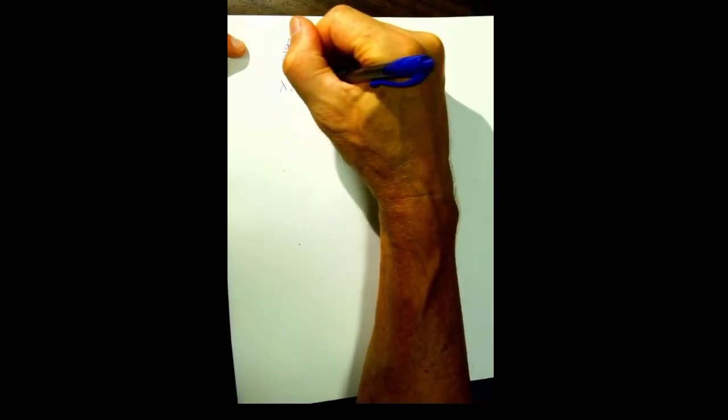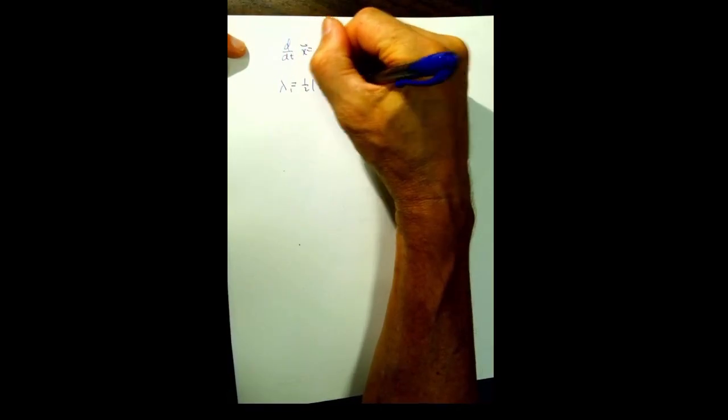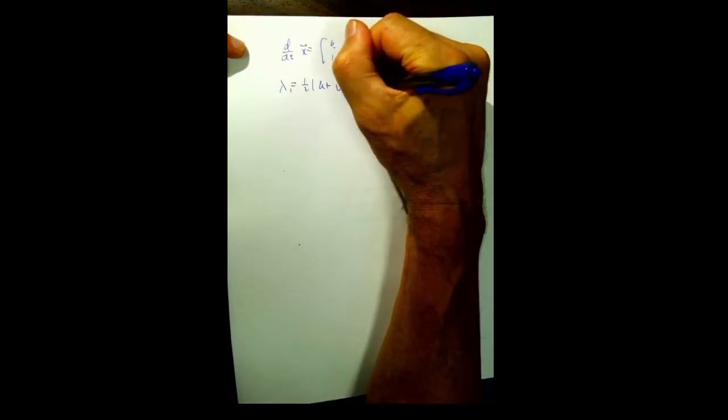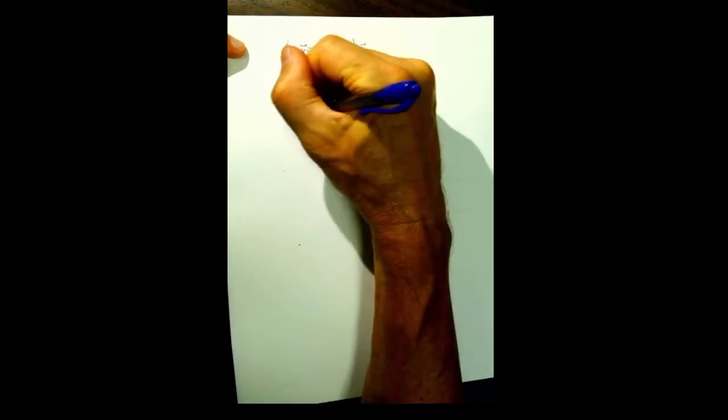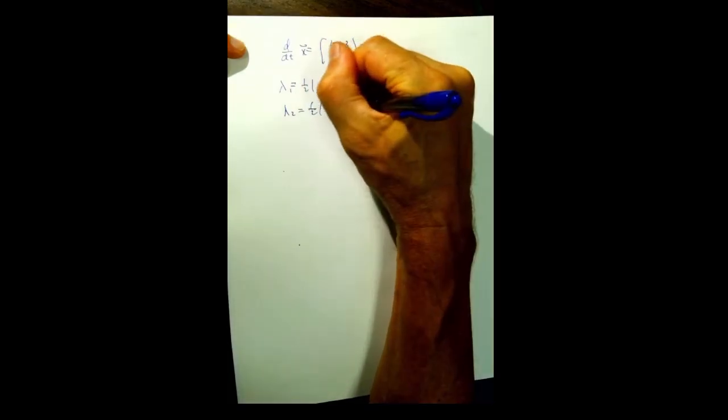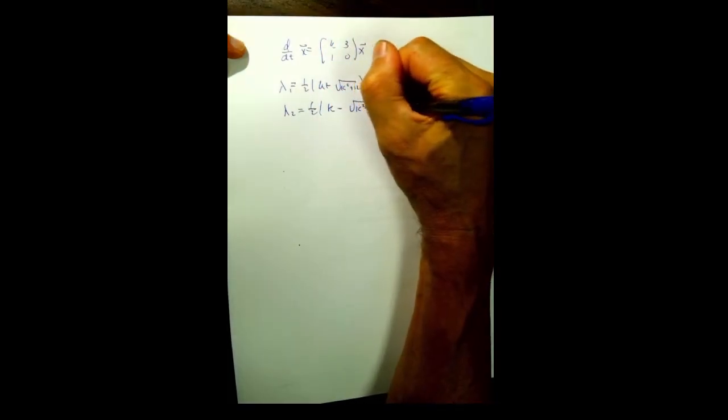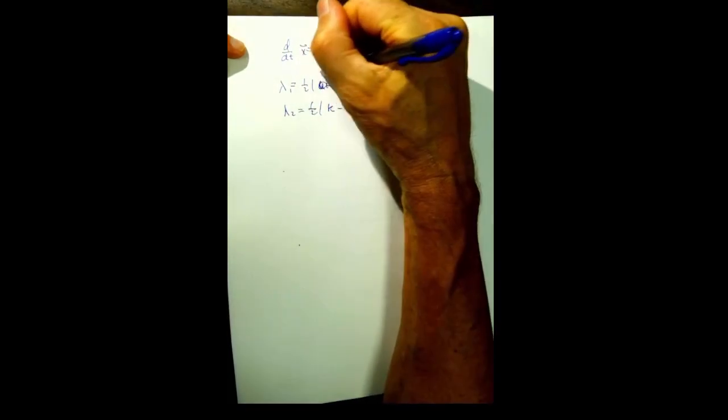And we have two eigenvalues. Lambda 1 is 1/2 k plus square root of k squared plus 12. Lambda 2 is 1/2 k minus square root of k squared plus 12. Sorry, this is k. Okay.